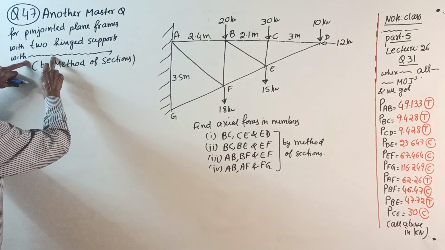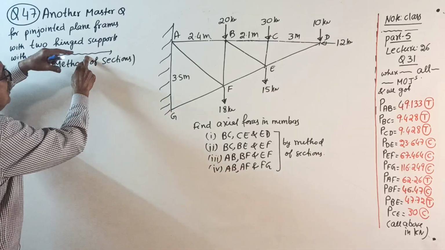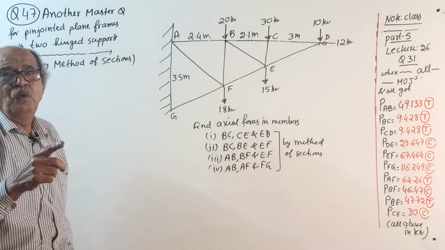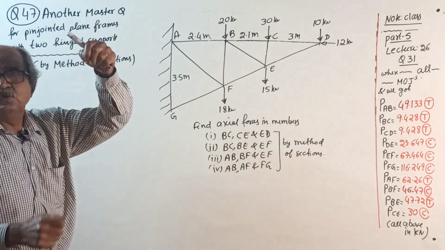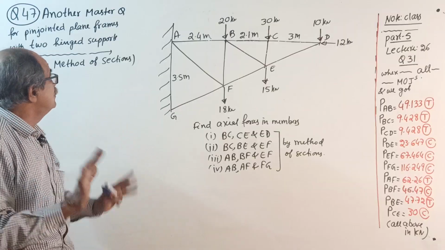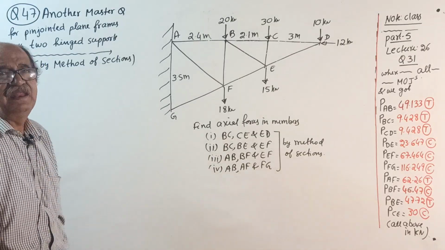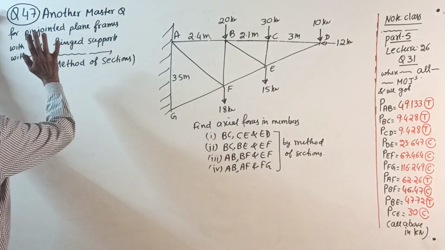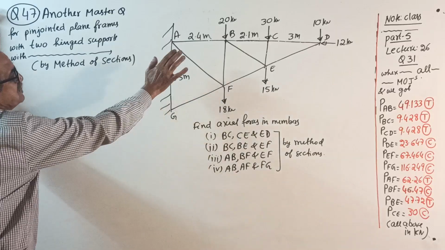only one member connected to one of the hinges and no member connecting the two hinges. I will explain. Actually, need not explain, already told. But use method of sections. This question. The question is here.